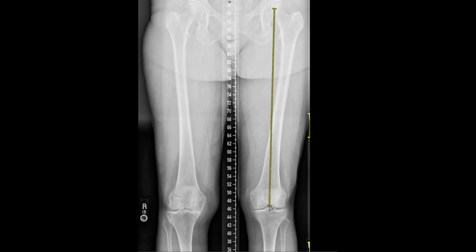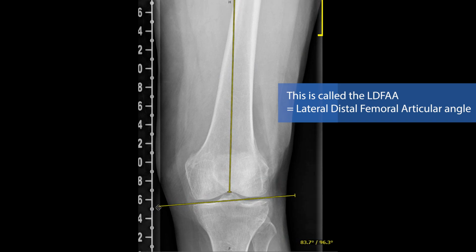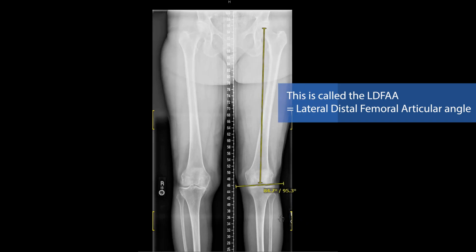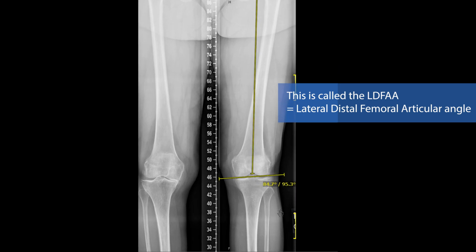On this x-ray, if I draw the mechanical axis of the femur and then draw the distal femoral articular axis, we see that there is about a 5.5 degree valgus angle. So in this case, the distal femoral articular axis is about 5.5 degrees. And this is because a 90 degree angle would look like this, but the distal femoral articular axis is about 5.5 degrees in valgus.